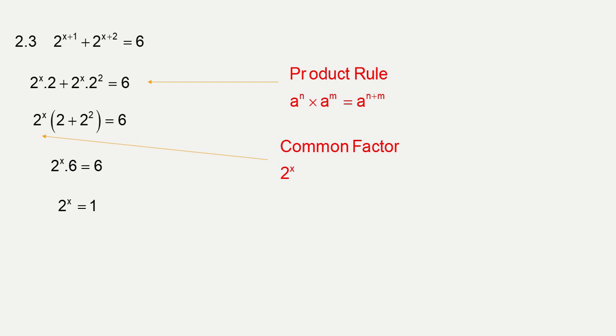You have 2 exponent x equals 1. You rewrite 1 using the 0 exponent rule. So you have 2 exponent 0 equals 2 exponent x. And because the bases are the same, the exponents are also the same.